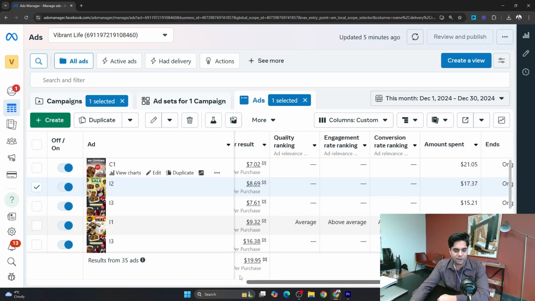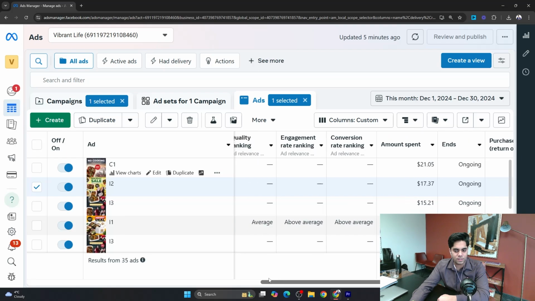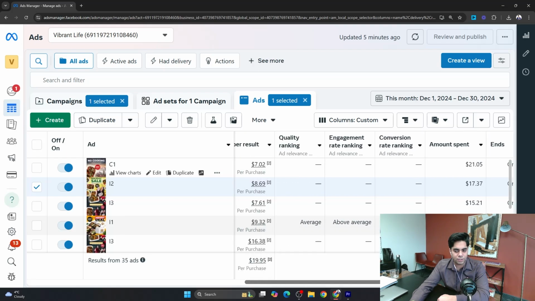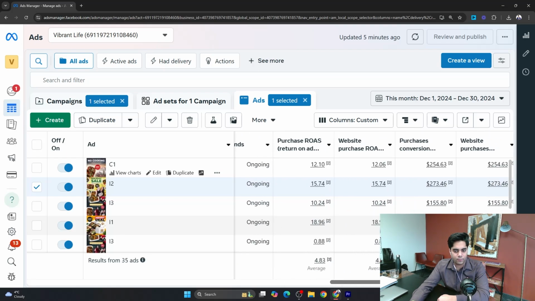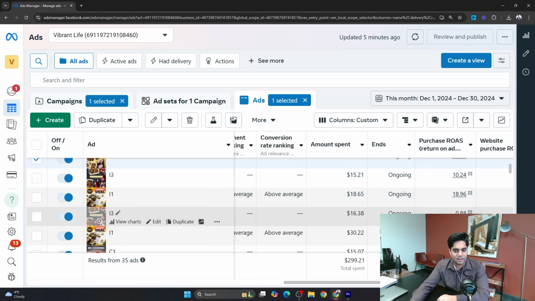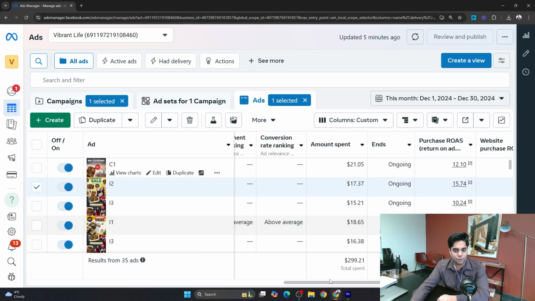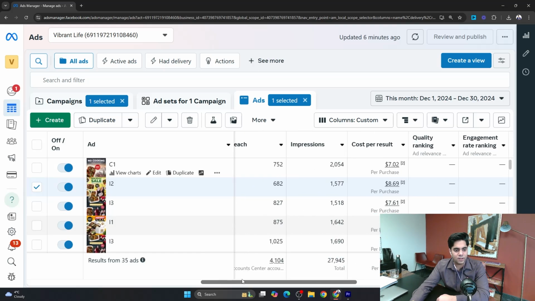But even if you average it out with the losers and the winners, $19.95 a purchase, $299 spent, and we've turned that into $1,445 in cash collected. Right? And these are 35 different ads, right? So that's a little bit about messaging.